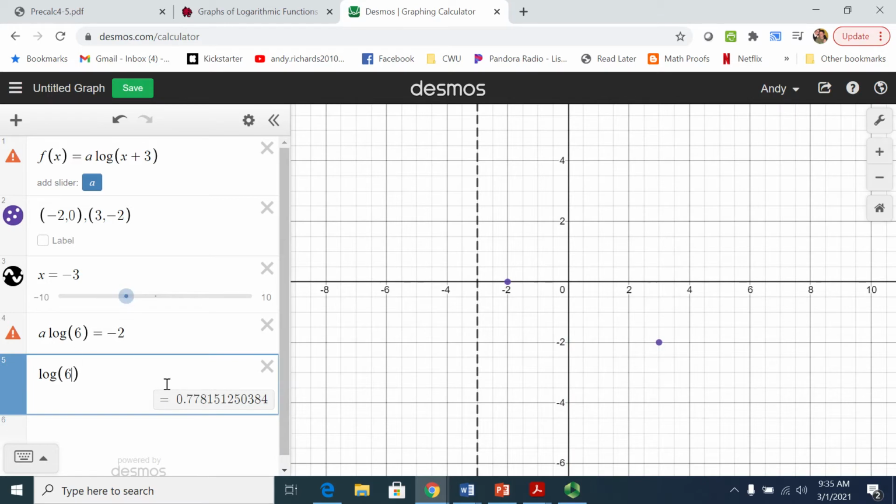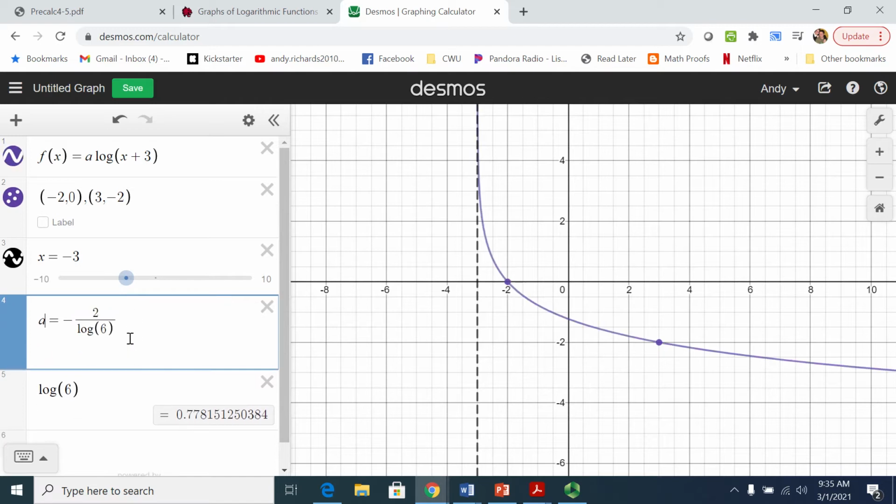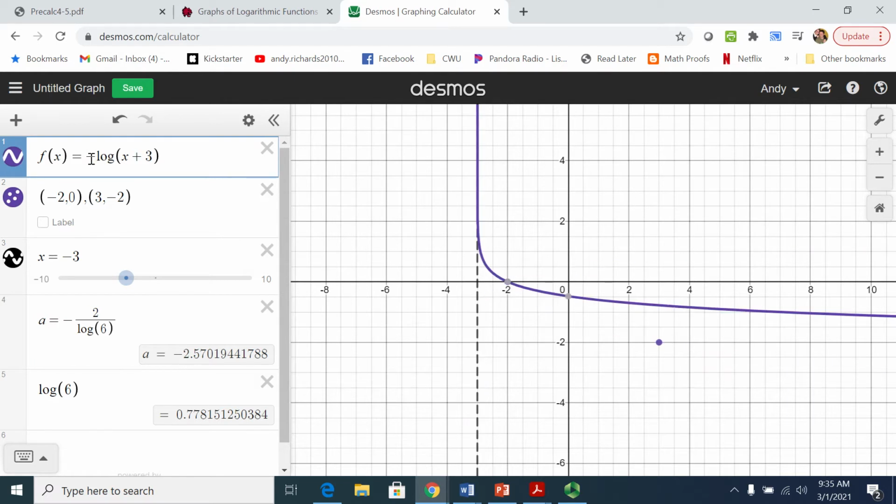So how do I deal with that? Well, I would leave it as log of 6 because this is not a great number, but it's still a value. So I can divide this over. So I can divide it over here. And then I now know what a is going to equal. Okay? Now you can see that what we have here is it's going through the 2 points it needs to. It's got this vertical asymptote here. Everything kind of worked out for us.